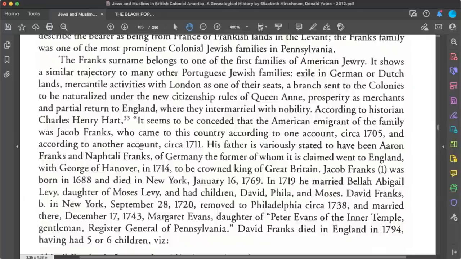According to historian Charles Henry Hart, it seems to be conceded that the American emigrant of the family was Jacob Franks, who came to this country, according to one account, circa 1705, and according to another, in 1711. His father is variously stated to have been Aaron Franks and Naphtali Franks of Germany, the former of whom is claimed to have gone to England with George of Hanover in 1714 to be crowned King of Great Britain. Jacob Franks was born in 1688 and died in New York, January 16, 1769. In 1719, he married Bella Abigail Levi, daughter of Moses Levi, and had children David, Phila, and Moses. David Franks, born in New York, September 28, 1720, removed to Philadelphia circa 1738 and married there December 17, 1743.